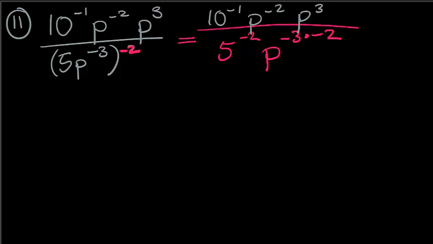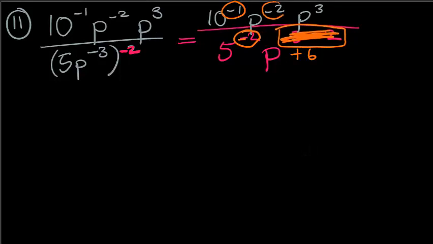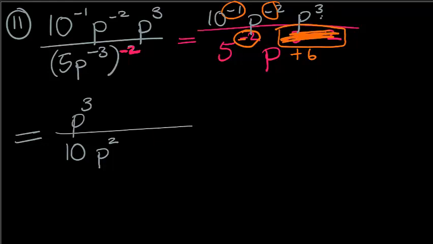So what are we going to do here? Let us work with our minus exponents. So that one, and that one, and that one. These two multiply out and become positive 6. So that becomes p to the power of positive 6. So let's rewrite this. I've got a fraction line. 10 to the power of minus 1 goes to the denominator, so it's 10 to the power of 1. P to the power of minus 2 goes to the denominator. That becomes p to the power of 2. P to the power of 3 stays on the top as a numerator.